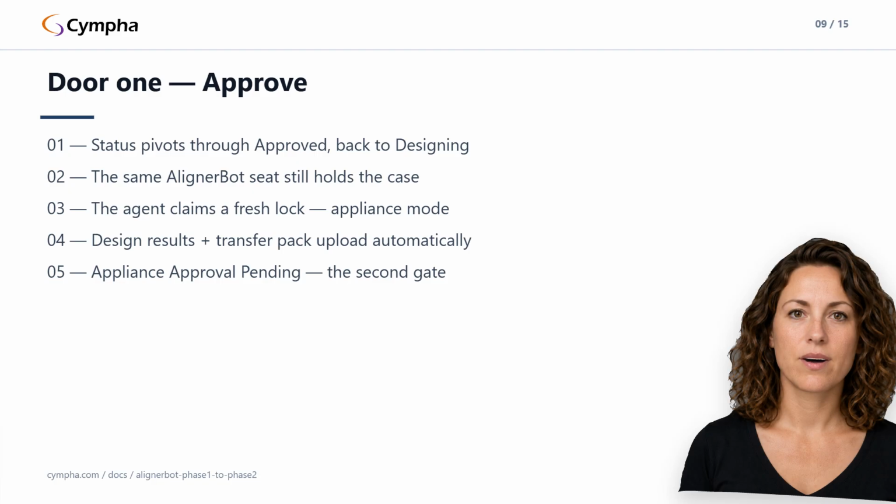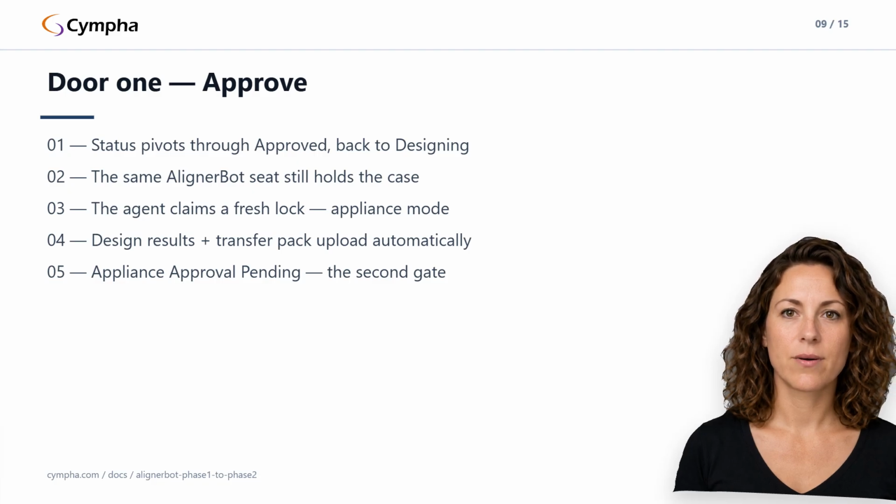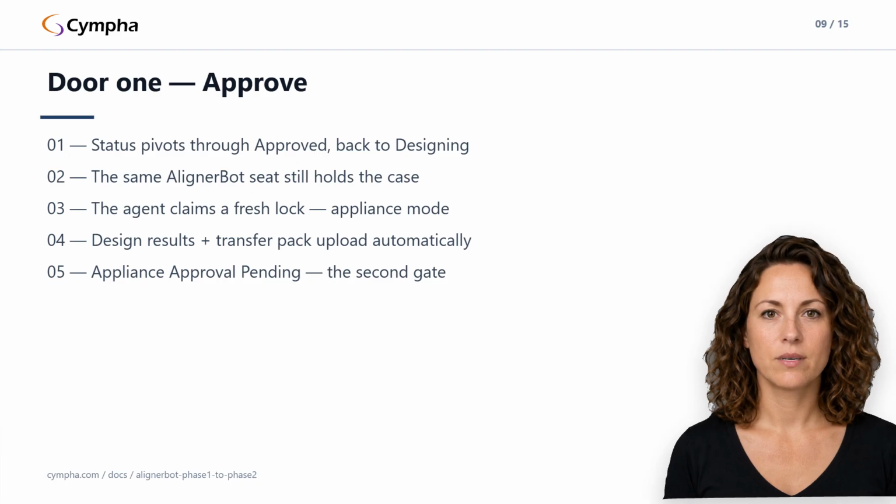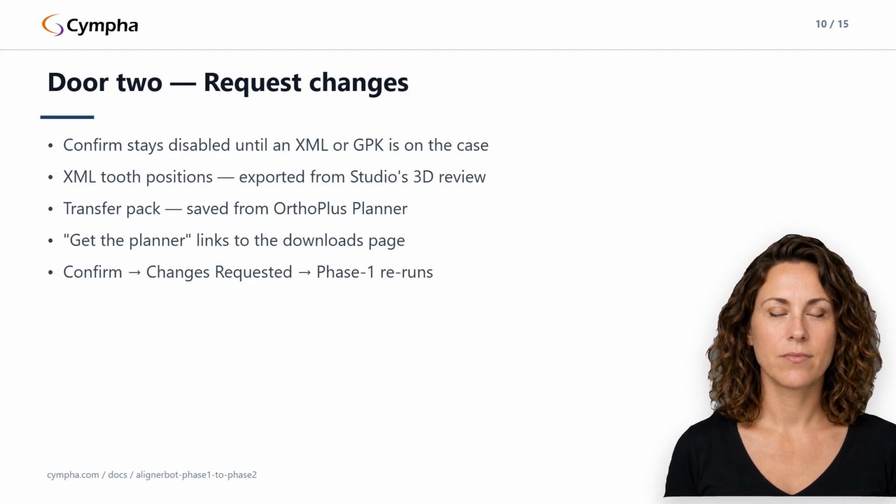Confirming flips the case to changes requested, back to the AlignerBot seat; the agent claims a fresh lock and redispatches planning mode. Phase 1 runs again with the clinician's edits baked in. Why no free text? The planning cascade has no English parser. A typed move to 16 Buckley has nowhere to land; the XML and the transfer pack are the inputs the engine actually consumes.